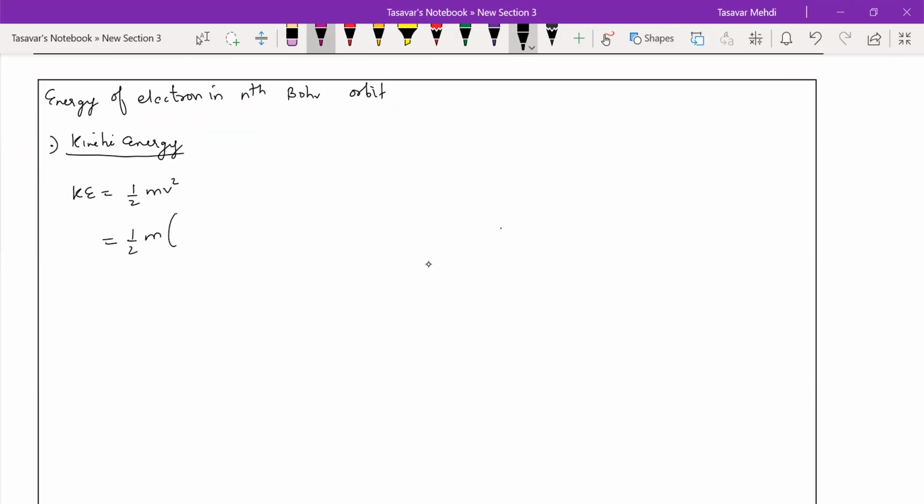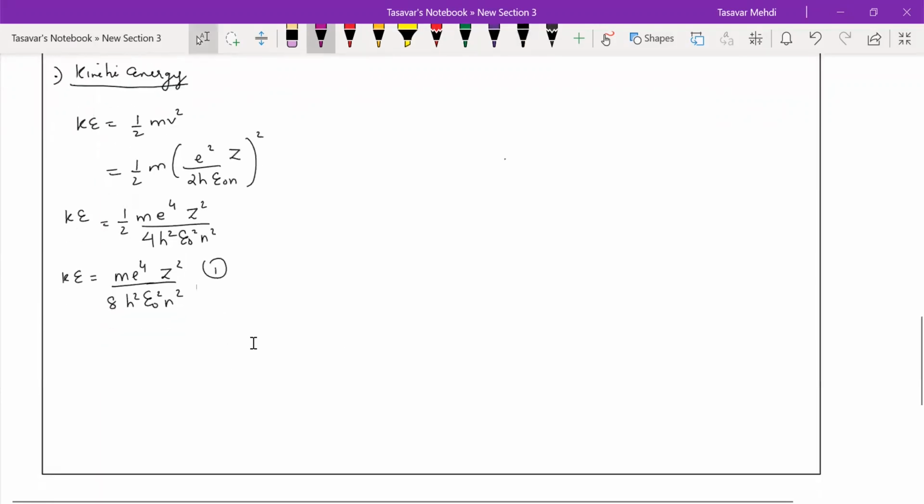But what is the velocity square? Velocity square is e square upon 2 m for z, and then you have to do the square of this. So it will become half m e raised to 4 z square upon 4 h square epsilon naught square n square. Write it very properly. 2 and 4 will multiply. It will become m e raised to 4 z square upon 8 h square epsilon naught square n square. Formula for kinetic energy is done.